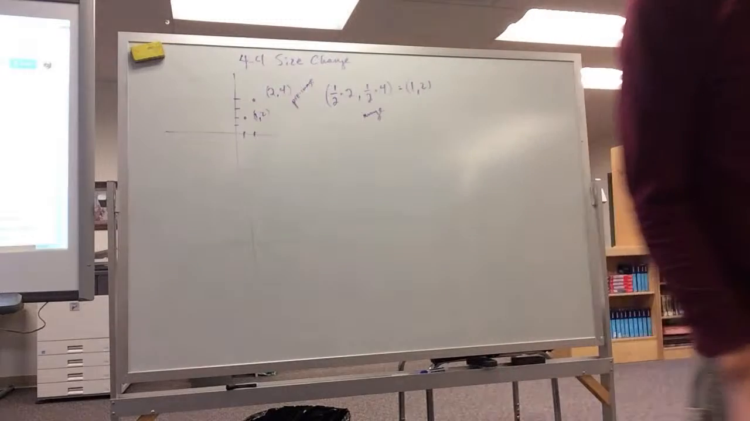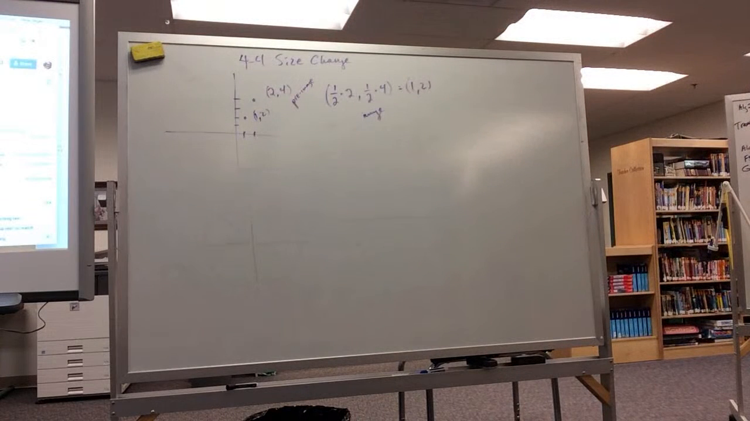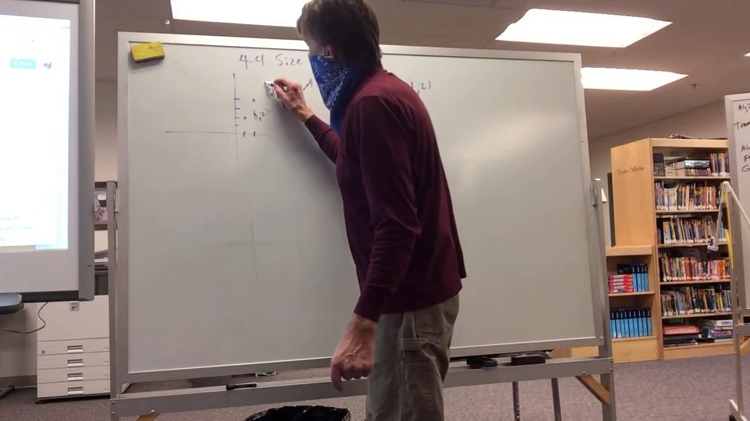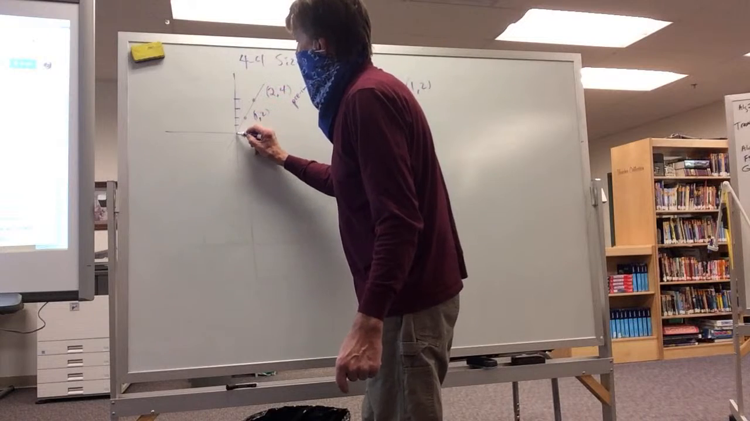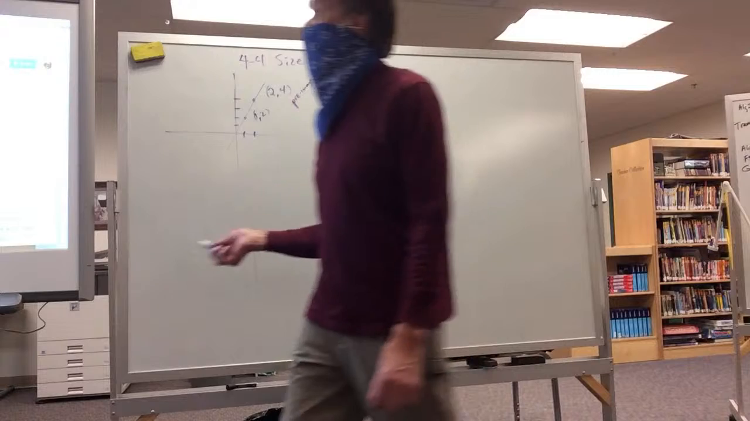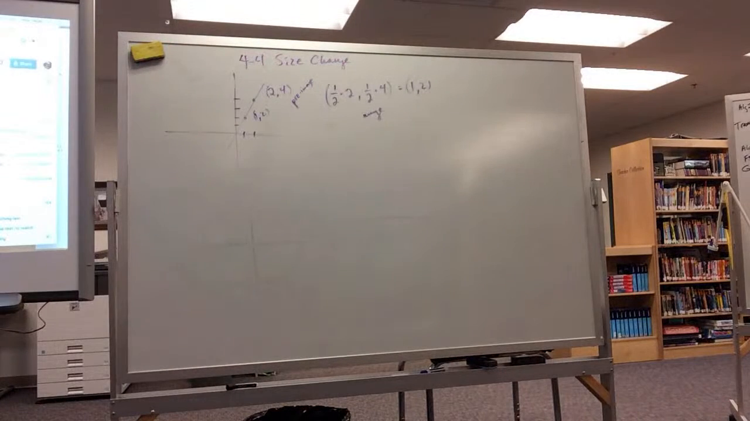And maybe you remember, but if you don't, whenever we do size changes, the image and pre-image fall on a line that goes through the origin. Everything does. So that's what they're showing in this picture here in example 1.